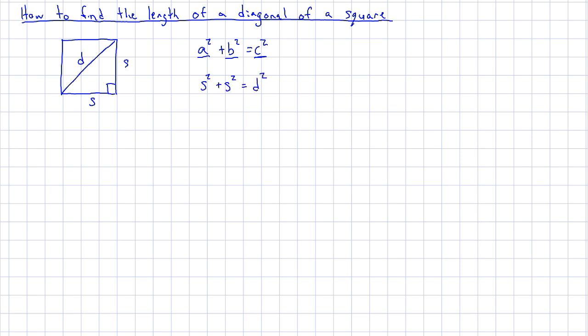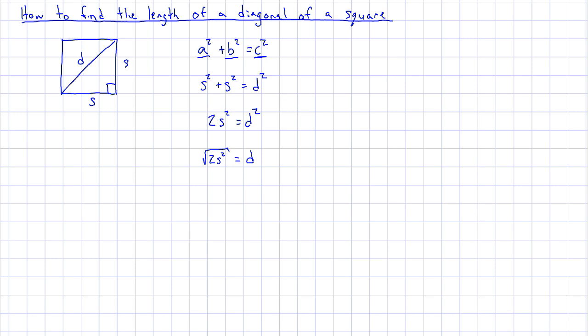the diagonal squared. And then I can rearrange this formula and solve for d. So in order to do that, I have 2s squared equals d squared. And then I'll take the square root of both sides, so I get the square root of 2s squared equals d.